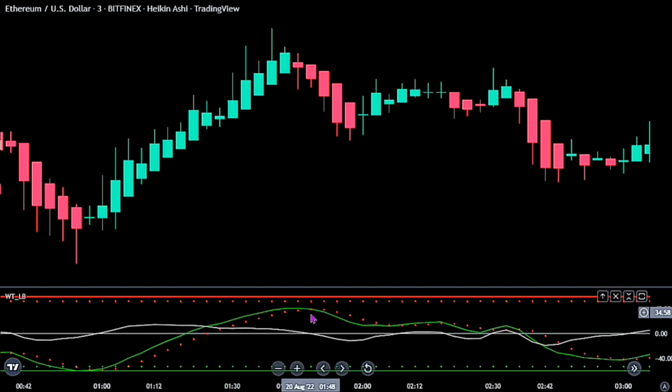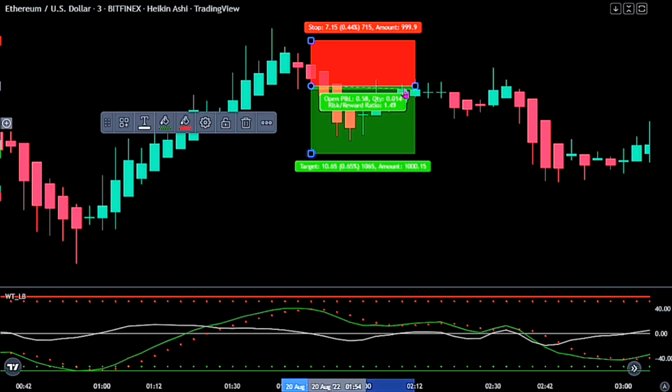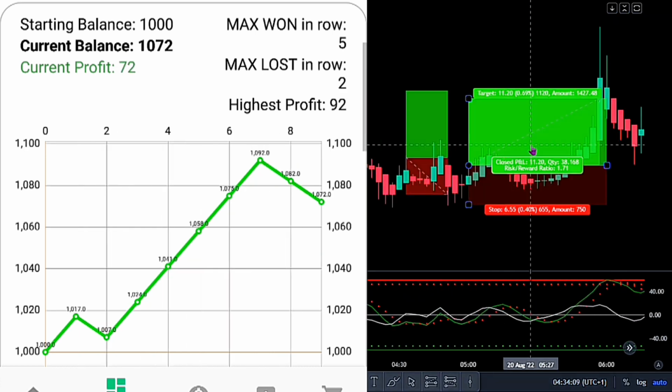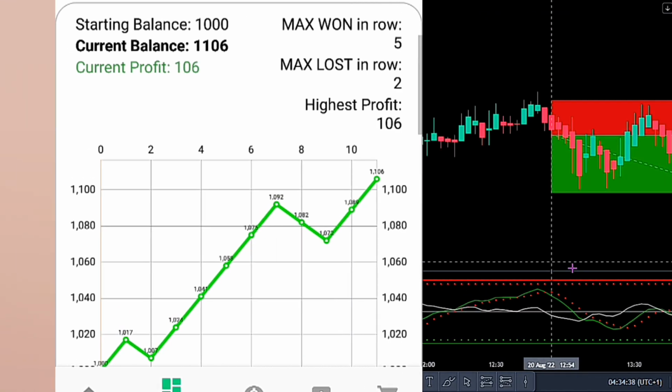I recently discovered the strategy as it uses just one indicator, which makes it very easy and user-friendly for beginners. I will backtest it 200 times with an initial account size of $1,000, with a 1.5 risk-reward ratio.